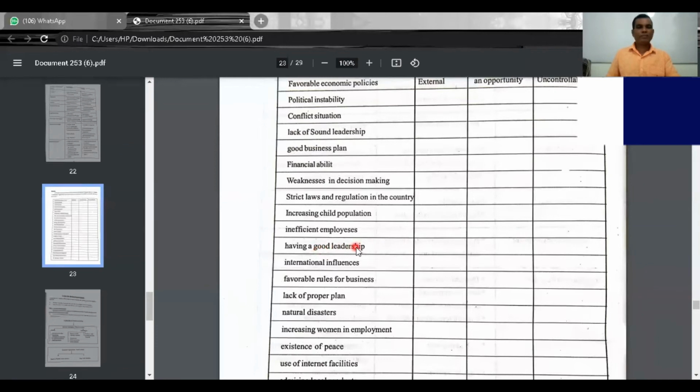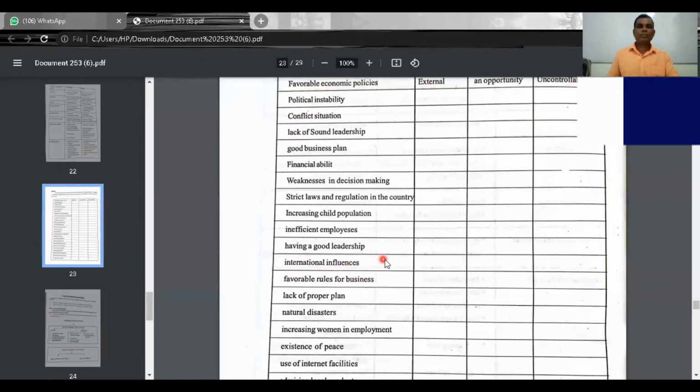Having a good leadership, it is internal. As far as business is concerned, internal. It is a strength. And then controllable. It is controllable. As it is internal, all internal factors can be controllable.